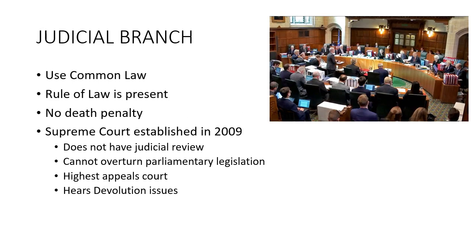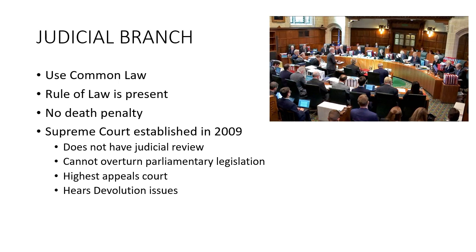As we've discussed, the UK uses a common law system. You're very likely to find this in all former British Empire countries. So remember, this is based off of precedent. It's based off of tradition. They do have a rule of law. Everybody must follow the rules, from the Prime Minister all the way down to average citizens. The UK has no death penalty anywhere in the state.